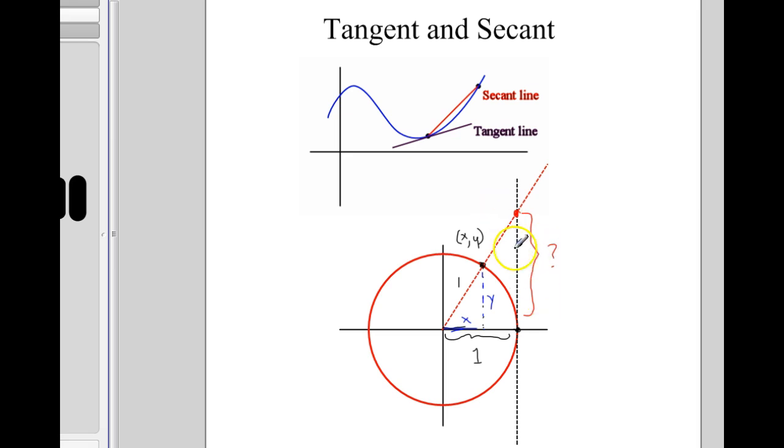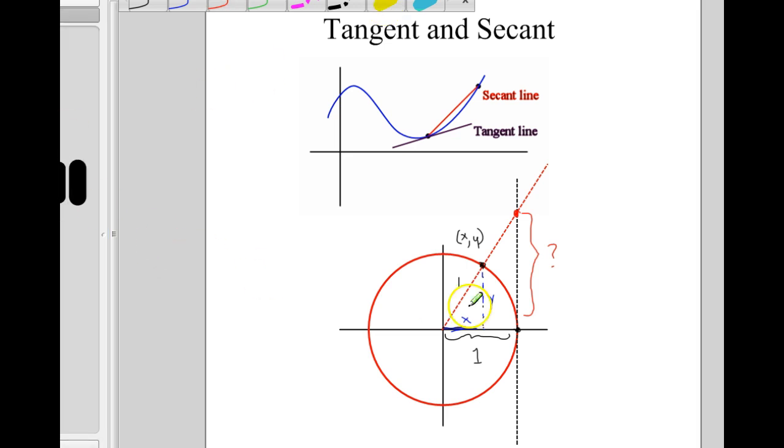Well, if you look really closely, I'm going to put it in here with a highlighter. You've got a right triangle right here, and this angle that's inside this right triangle is also the angle inside of this other right triangle, this smaller right triangle that's right here.